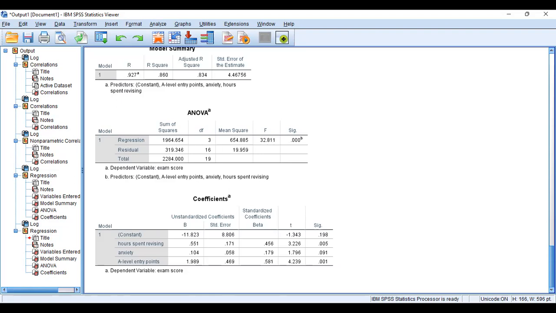And finally, another major predictor of performance is the entering A-level point. It shows that if we increase points by one unit, our performance will improve by 1.989. Let's say if we are supposed to go to UB with 5 points, if you go to UB with 6 points, then your performance will increase by 1.989. And we see that it's also significant.